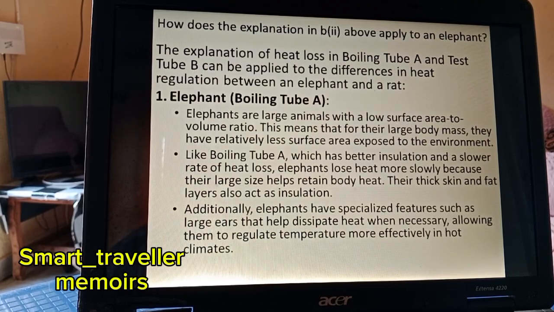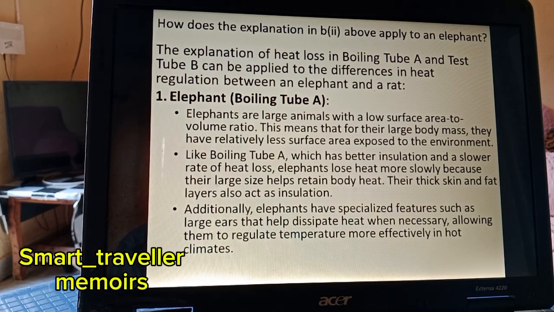How does the explanation in B above apply to an elephant? The explanation of heat loss in boiling tube A and test tube B can be applied to differences in heat regulation between an elephant and a rat. Elephant. Elephants are large animals with a low surface area to volume ratio. This means that for their large body mass, they have relatively less surface area exposed to the environment.